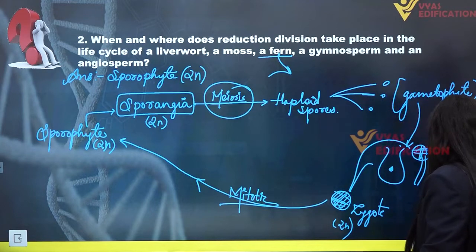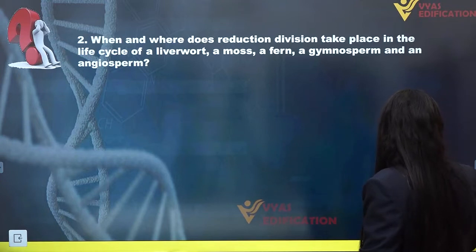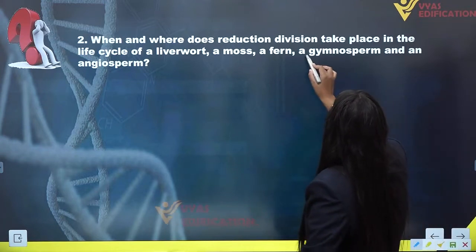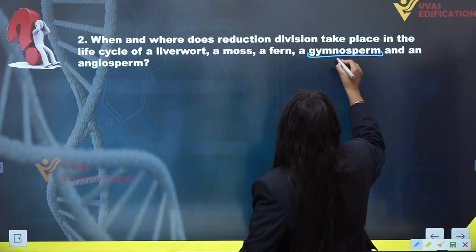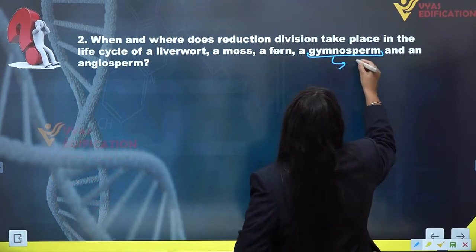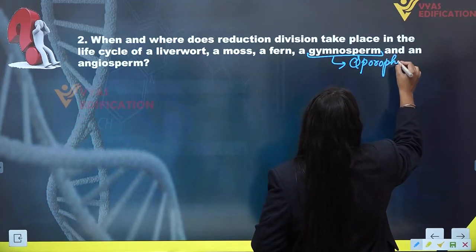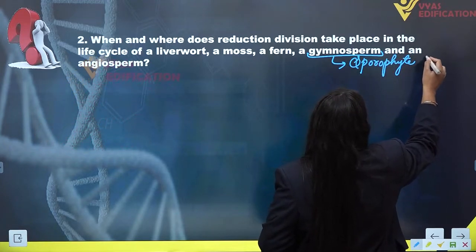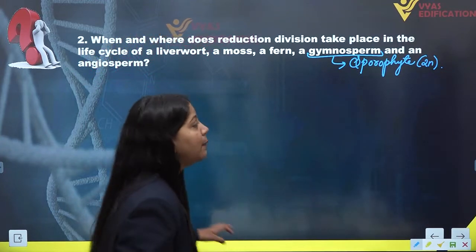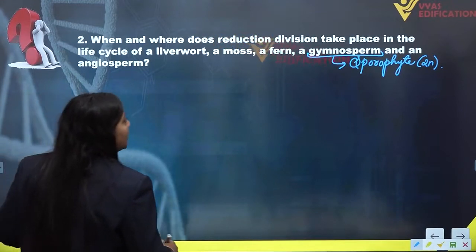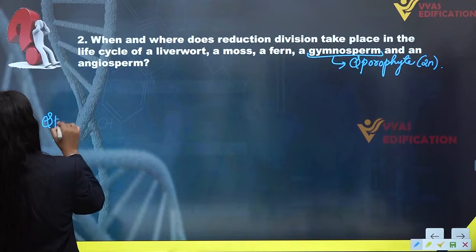Now let's come to the next, that is gymnosperm. In the case of gymnosperm, we know that gymnosperm is a modern, advanced type of plant. In this also we have the sporophyte as the main plant body. Now we are starting with the life cycle of gymnosperm. Here we have the sporophyte.